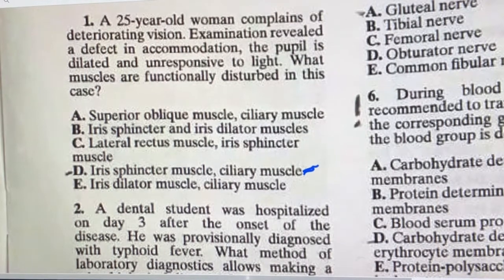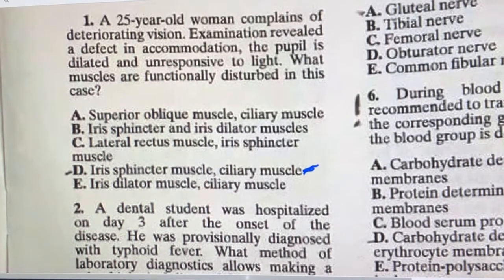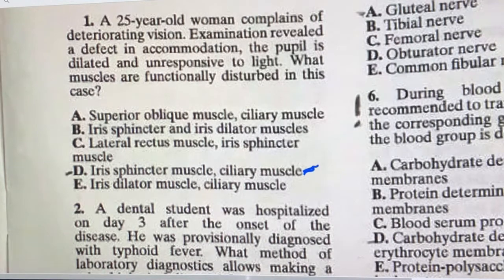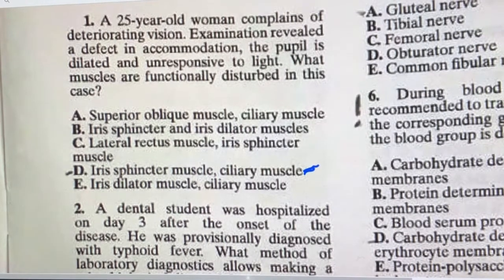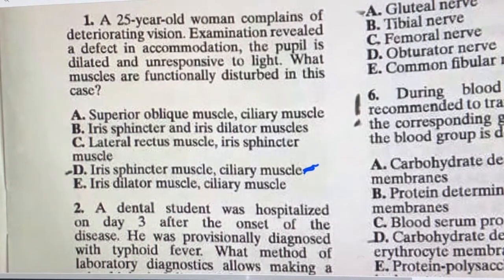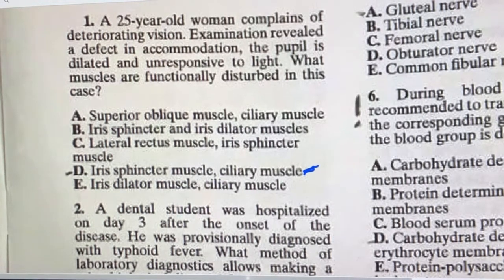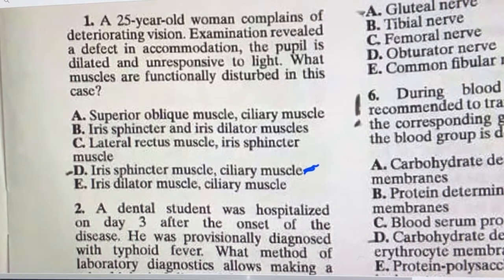They have given you two problems, that there is a defect in accommodation. So if you know which muscle is responsible for accommodation in the eyes, that is the ciliary muscle. The second part is the pupil is dilated and unresponsive to light. So the situation is dilated, that means there is a problem in the sphincter muscle. They might rebuild this question by putting that the pupil is constricted, not dilated. So the answer would be the iris dilator muscle, but here they have given that the pupil is dilated and unresponsive to light. So the answer would be iris sphincter muscle and ciliary muscle, that is option number D.